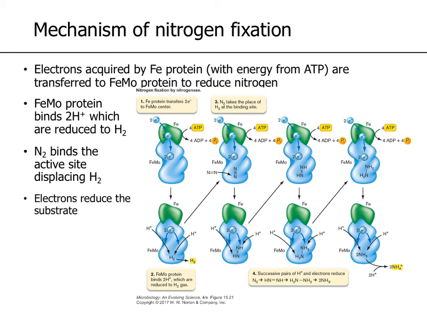Just that you have to do it in steps, right? So this nitrogenase enzyme is doing this whole process, but it's going to take lots of ATP and lots of electrons to do this. It's going to take in the nitrogen and it's going to get reduced 2 electrons at a time until it ends up at ammonia.